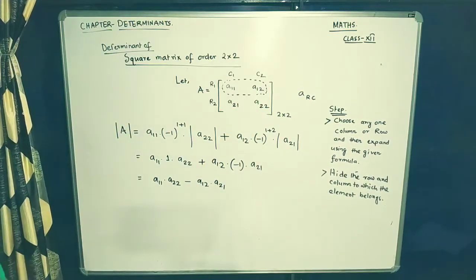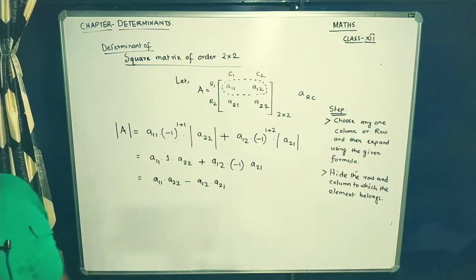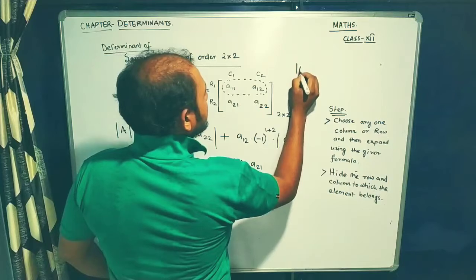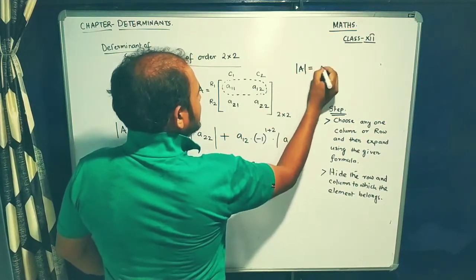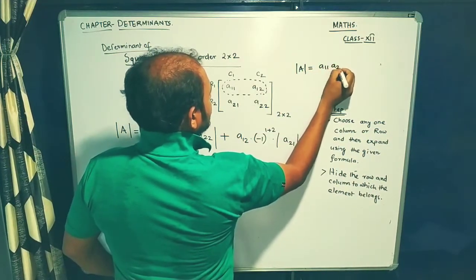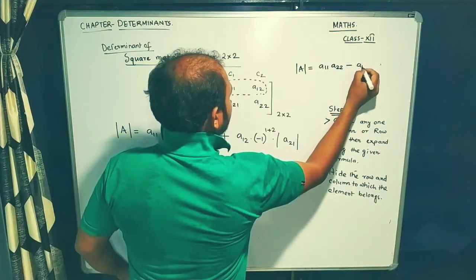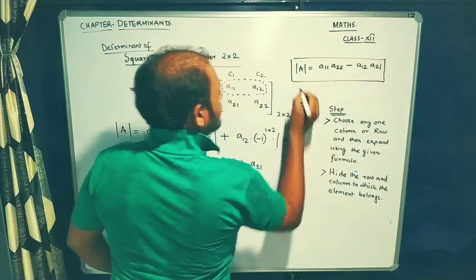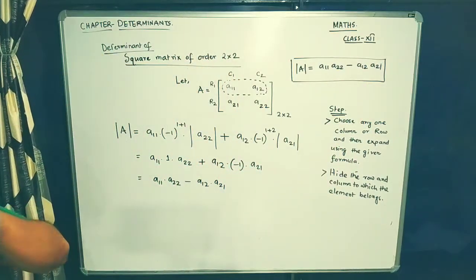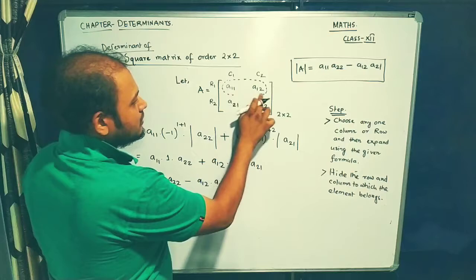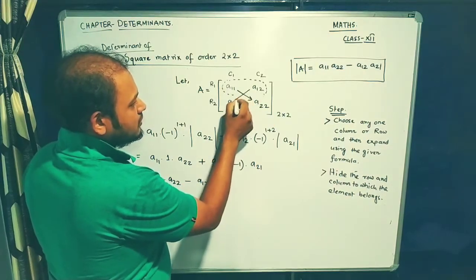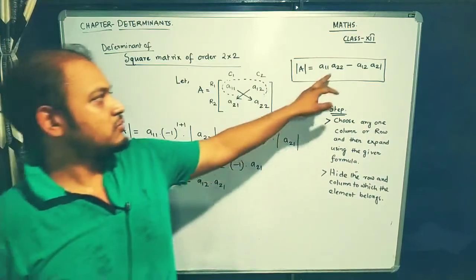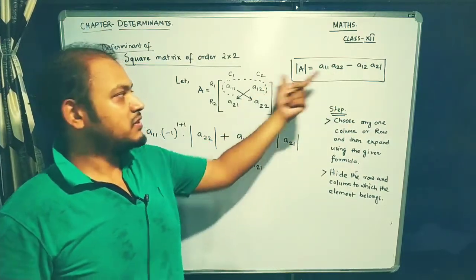So this is nothing but the determinant of this matrix. Okay, so let's write it here. So we have found that the determinant of the given square matrix is A11 A22 minus A12 A21. Okay, so it's very easy to remember. Just remember this operation. This into this minus this into that, and that will give you this result, and this is nothing but the determinant of this matrix.